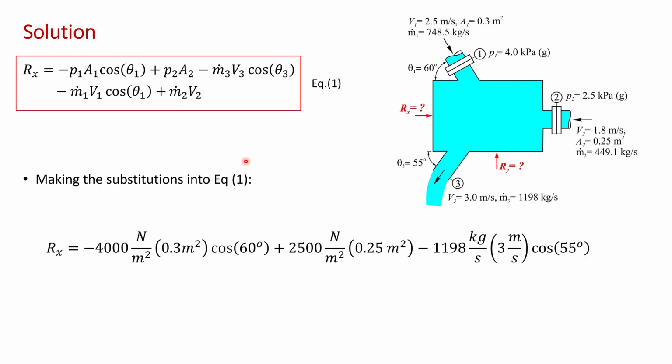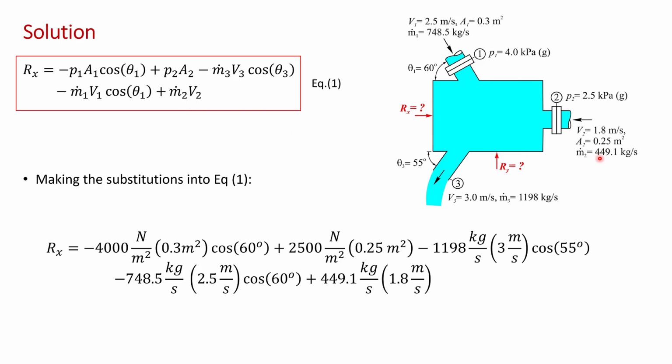The next term is the m dot 3 V3 cos theta 3. So there's m dot 3, 1,198 kilograms per second. V3 is 3 meters per second, and the cos of theta 3, which is 55 degrees. You'll notice the units all work out. These all have units of newtons, and so this is kilogram meter per second squared, which is a newton as well. For the next term, that's m dot 1 V1 cos theta 1, which is 60 degrees, and the last term is m dot 2 V2.